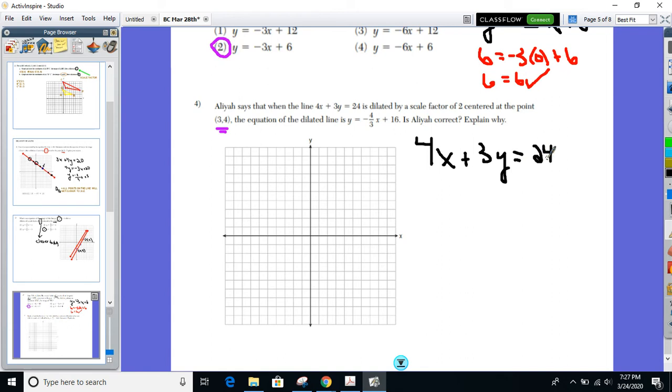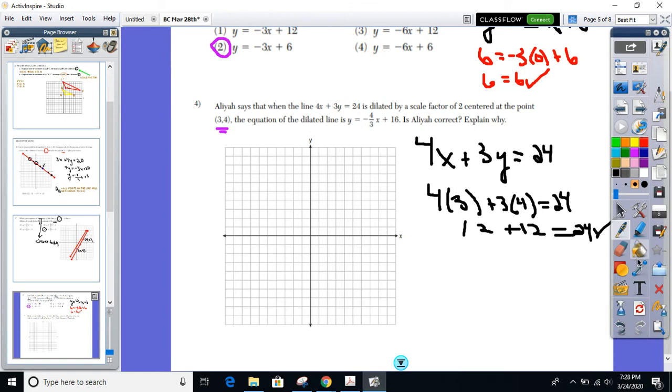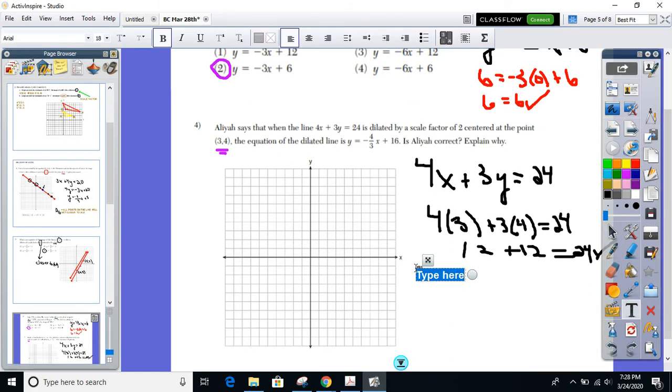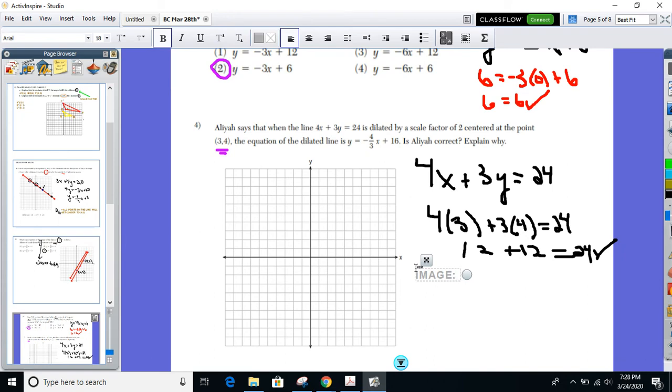I'm going to test it the same way I did up above. I'm going to say, is 4 times 3 plus 3 times 4, is that equal to 24? Because if it is, that point's on the line and we're in business. Okay, so what do we see here? 12 plus 12. Yep, that's equal to 24. Check. So that's on the line, which means what, guys? The image will be the same line, 4x + 3y = 24.